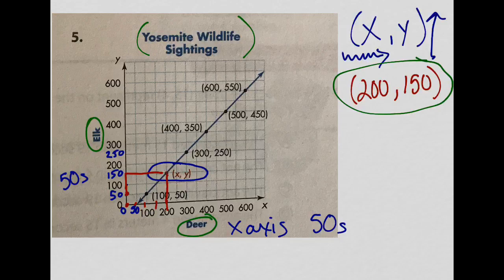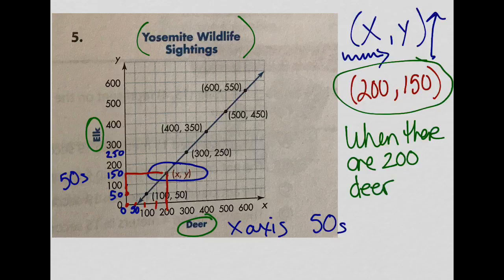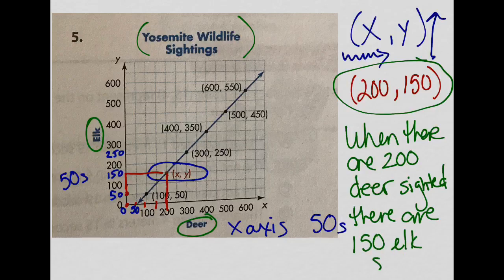I can say the coordinate point that I identified, that x and the y, that when there are 200 deer sighted, there are 150 elk sighted. And that is a completely acceptable statement comparing my deer and my elk sightings.